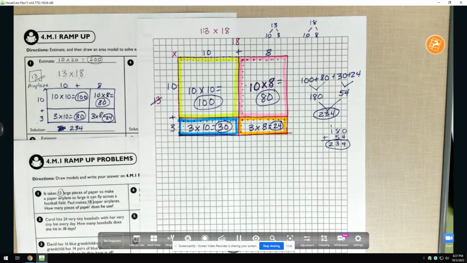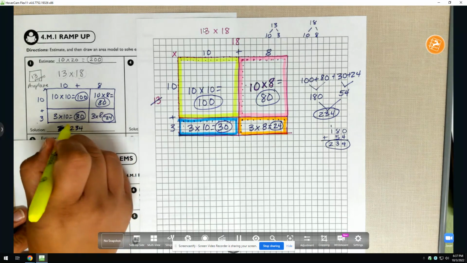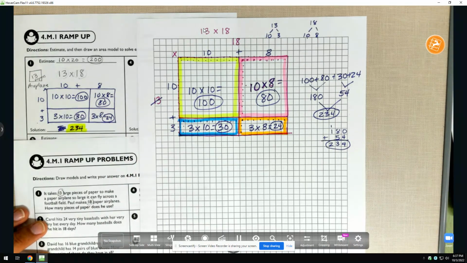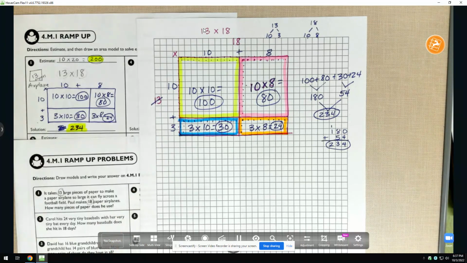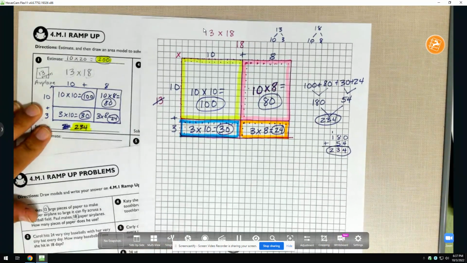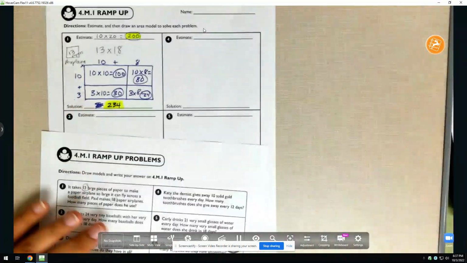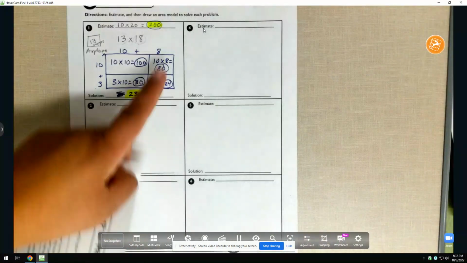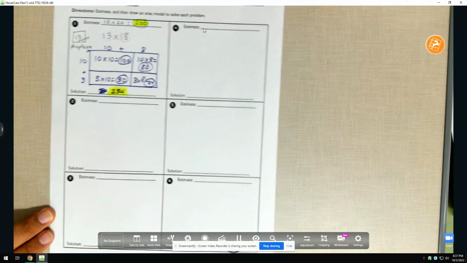And if I were to actually look and see, that 234 is pretty close to my 200. So I'm pretty sure I did it correctly. And that's how you are going to do all of this. So you have 6 word problems. You have 6 recording areas. All right.